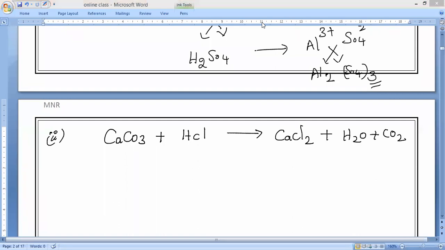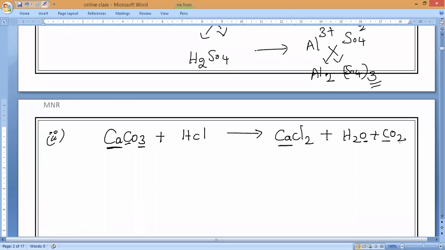Very good. So now, starting with calcium, how many? 1 and 1. Carbon also 1 and 1. Now oxygen: here 3, and here 1 plus 2 is 3. Now chlorine and hydrogen: here 1 and 1, but here chlorine is 2 and hydrogen is 2. So what do I have to do? I have to make it 2 and 1, that's all. It will become balanced. Now check it. Everything is balanced. Like that, I will give you so many equations.